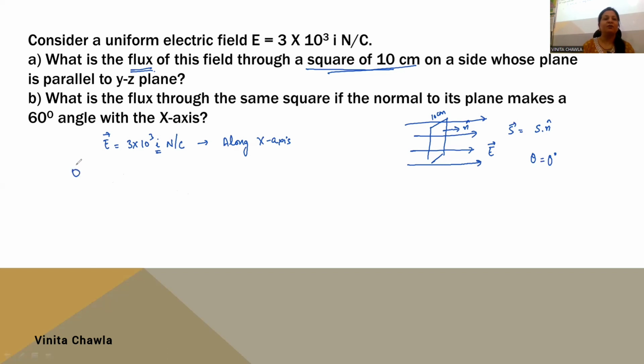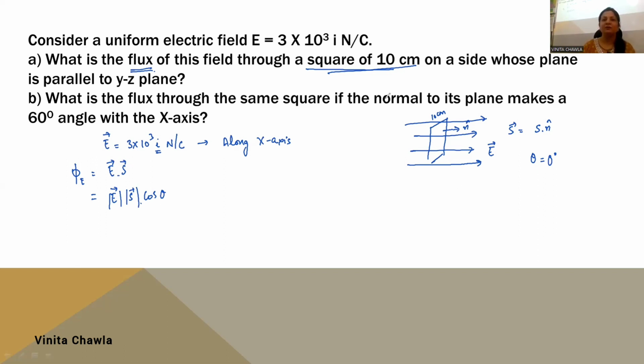Electric flux is vector E dot vector S. This is how we write electric flux: electric field intensity into area. It is the dot product of these two vectors. This can be written as magnitude of electric field intensity, magnitude of area, into cos theta, and theta is the angle between electric field intensity and area element. This theta is 0 degree in this particular case.